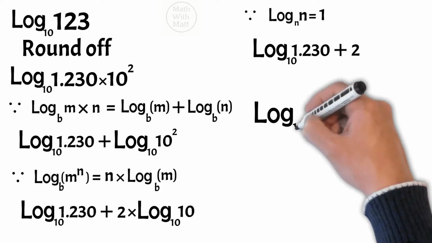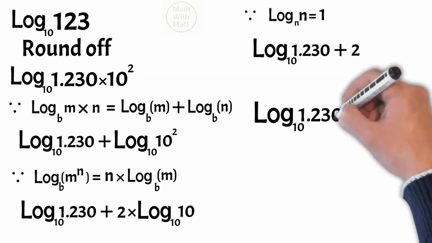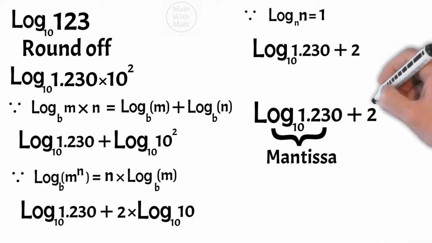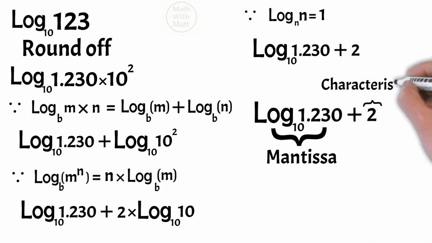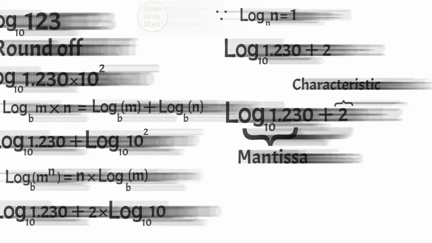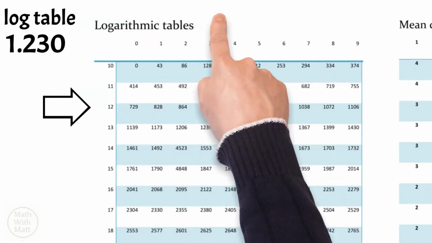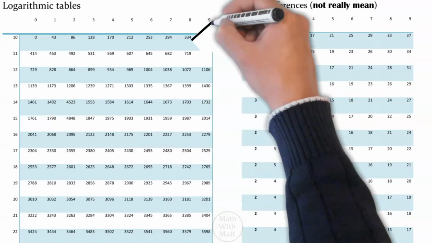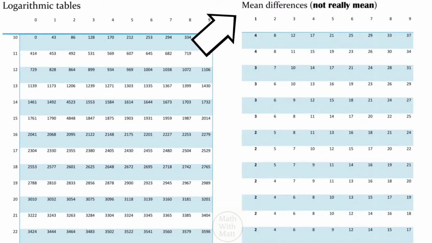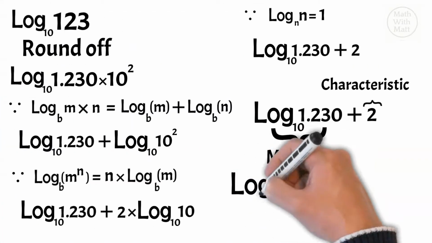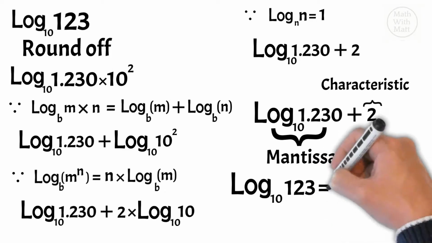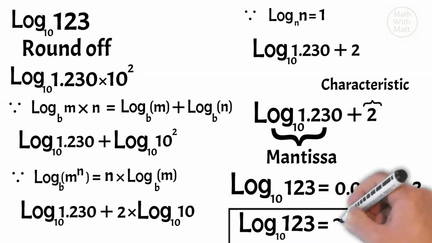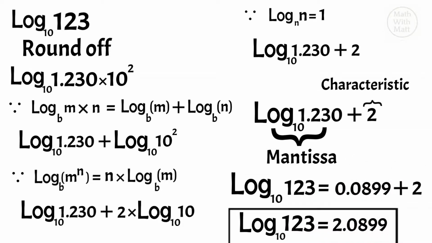And we can now directly jump to our characteristic and Mantissa, because we know this is how it's going to end every time. The characteristic is 2, and the Mantissa we need to find is log of 1.23, same as the previous problem. The log table yields the same answer as 0.0899, and we still don't get to use the mean difference table. And finally, we add the characteristic and Mantissa, and get the answer of log of 123 as 2.0899.